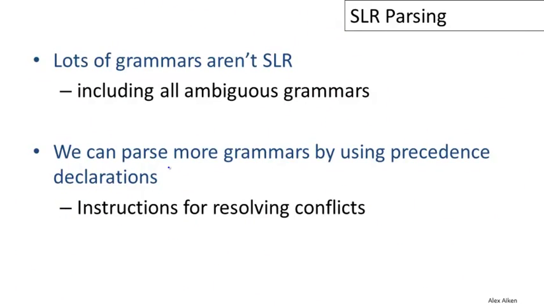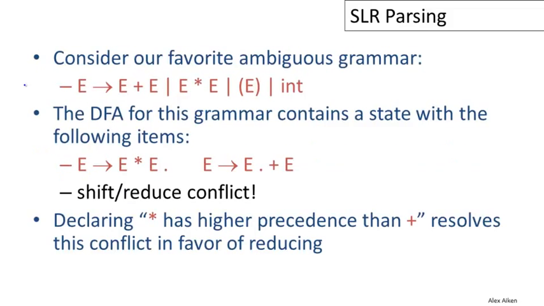Now, many grammars are not SLR. I should emphasize that SLR is an improvement on LR(0), but it's still not a very general class of grammars. All ambiguous grammars, for example, are not SLR. But we can improve a little bit on the SLR situation. We can make SLR parse even more grammars by using precedence declarations to tell it how to resolve conflicts. So let's revert to the most natural and also most ambiguous grammar for plus and times over the integers, and we've looked at this grammar before.